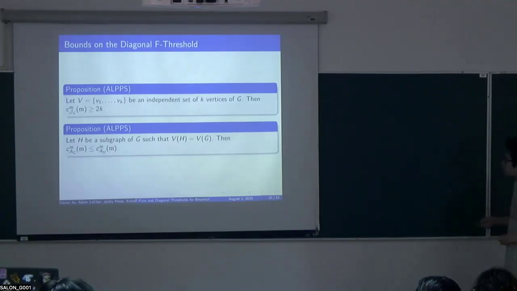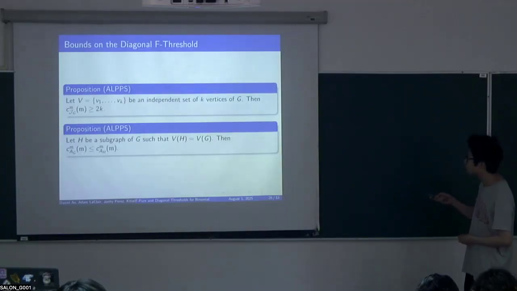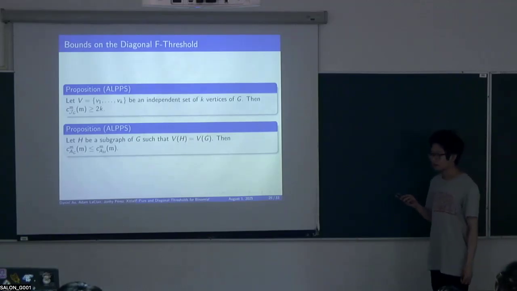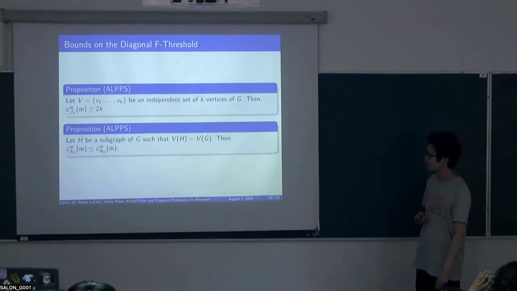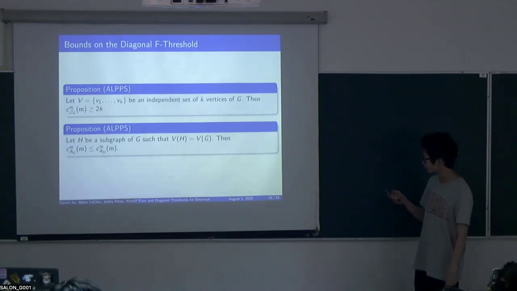So by combining these two propositions, we can get an estimate for the diagonal F threshold of J_G. And it turns out that for many graphs, you can get an upper bound that's equal to the lower bound. And so for such graphs, we actually know the exact value of the diagonal F threshold.